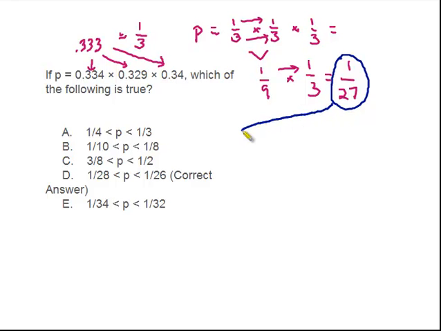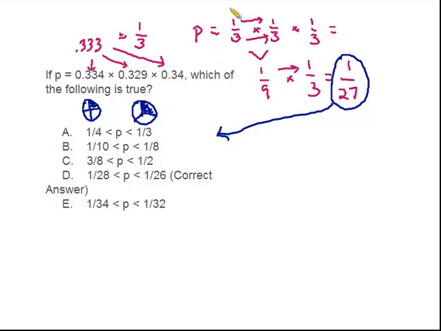And so now we want to see where that fits in our answer choices. If we think about 1/27, this is a fairly high denominator, so we know we're going to have a pretty small piece. Looking at A, would 1/27 fall between 1/4 and 1/3? And again, you can think of this visually if it helps. You know that 1/4 will be something like this. You know that 1/3 will be something like this.